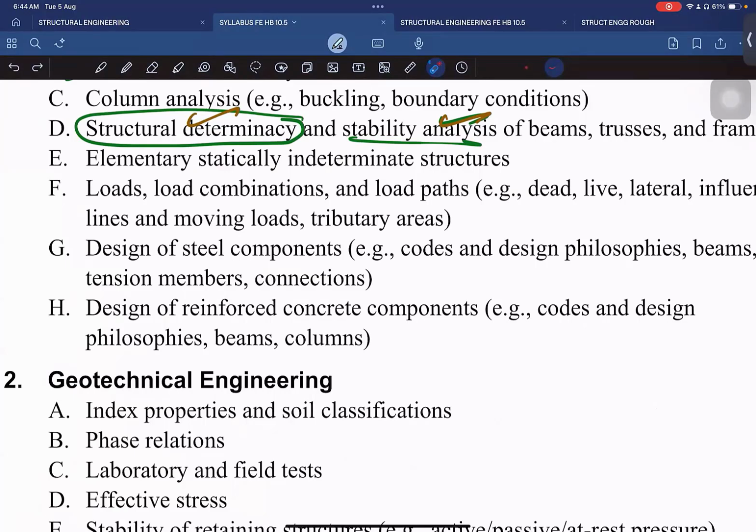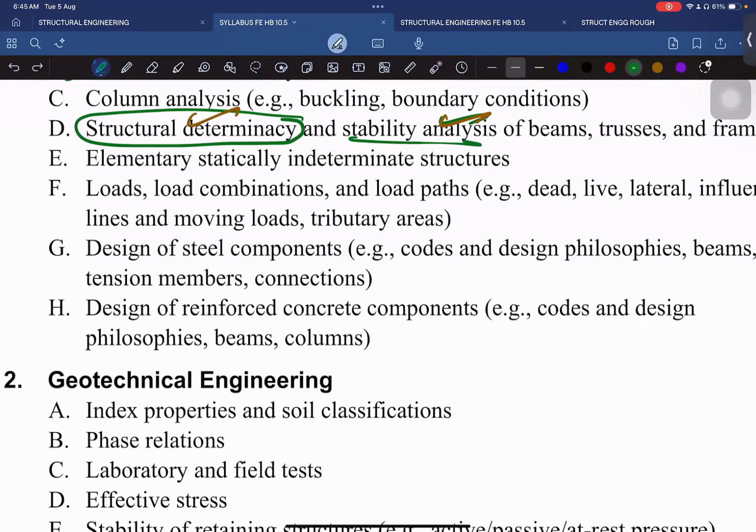No. Equilibrium equations are used to find the reactions in determinate structures. But in indeterminate structures, we use equilibrium along with some other equations. If you remember, I told you something. We call them compatibility equations, right?